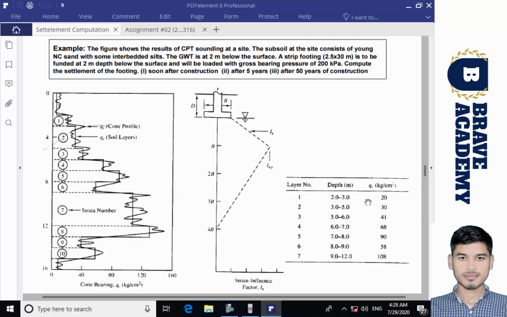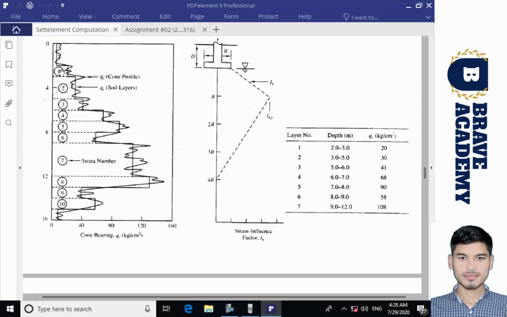Here you can see the table of the results. Now, layer number 1 is from 2 to 3 meter depth, layer number 2 is from 3 to 5 meter depth, and layer number 3 is from 5 to 6 meter depth. He has given us the corresponding cone penetration resistance for all these layers, and he used the layer numbers from 1 to 7 and gives us the corresponding cone penetration resistance. Why did he use layer number 1 to 7, and not go further to layer number 8, 9, 10?